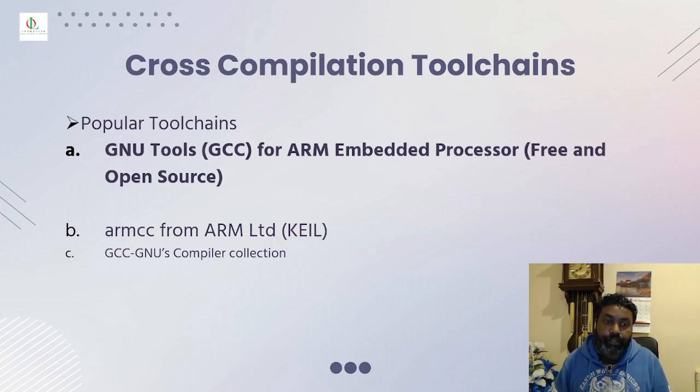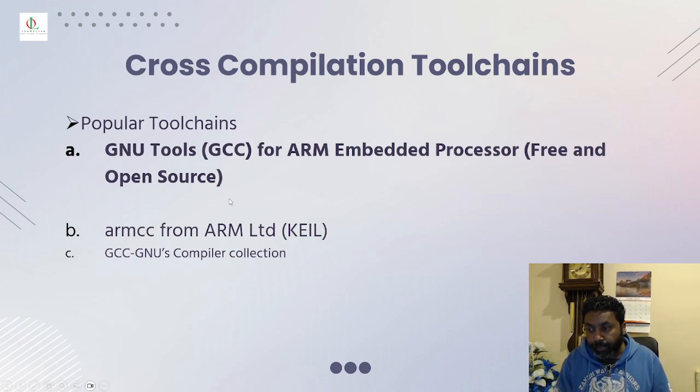The second one is the ARM CC from ARM Limited. Keil uses that. The third one is GCC, the GNU Compiler Collection. The ARM Keil version is a licensed version. It's a paid version, you need to pay to use it, but the GNU tool GCC is free and open source, and that's what you're going to learn in this class today.